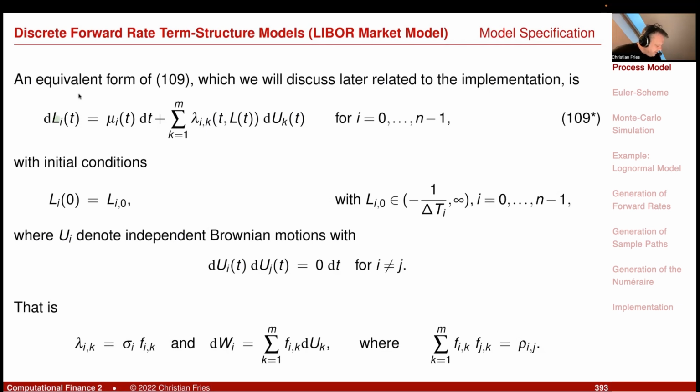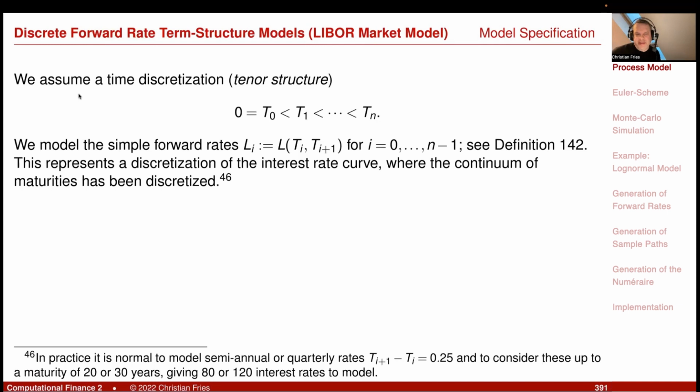So here is our forward rate L. So we have forward rates Li. Of course, in the background, there is our tenor discretization, the time discretization of the interest rate periods that gives us here the forward rate Li.